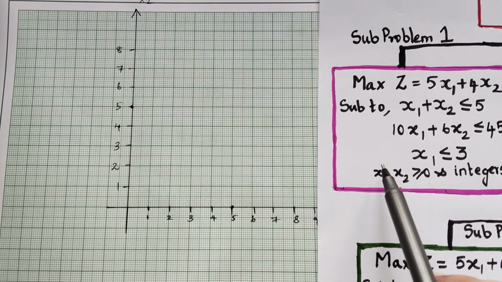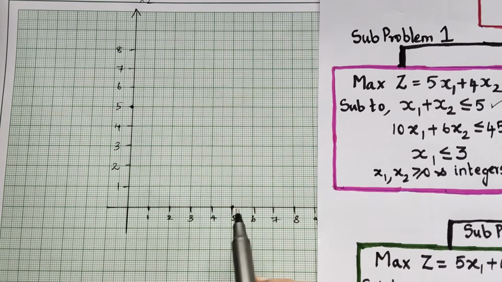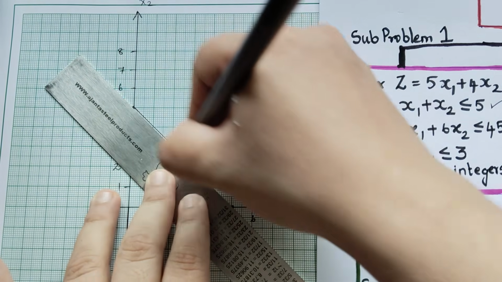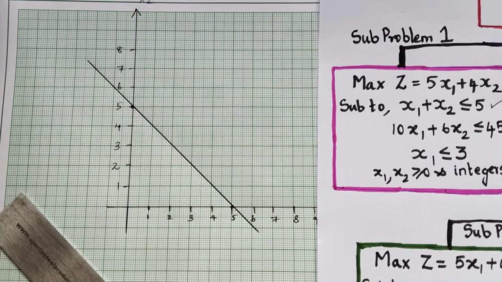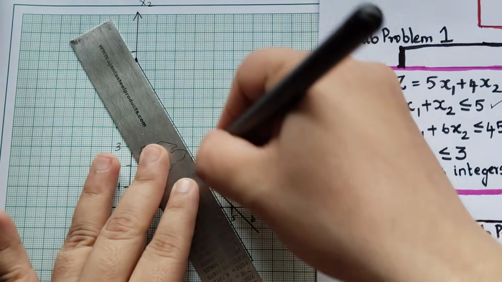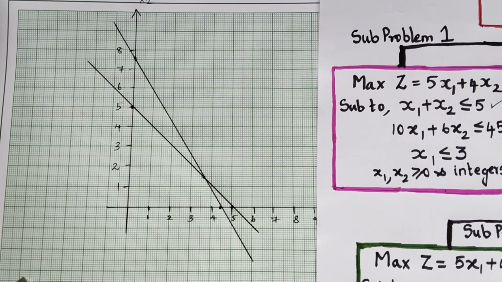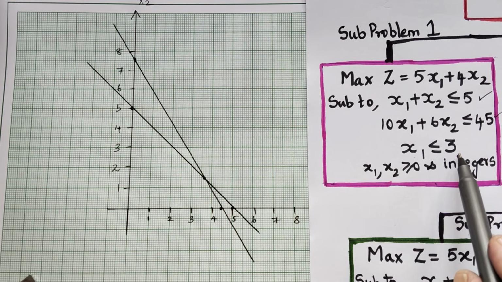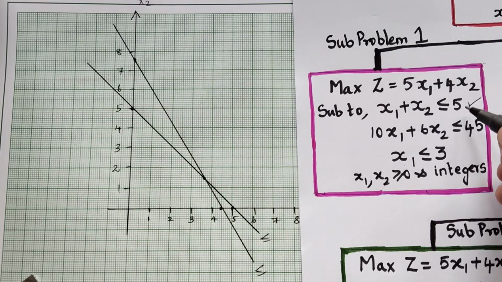So here we have subproblem 1. We know the first constraint, the line is like this. We have already done this. For the second constraint, the line will be this one, 7.5 and 4.5. This also we have seen previously, and this is the point of intersection. Now one more constraint has been added to this. What is that? x1 less than or equal to 3. And already the first two are less than or equal to constraints.